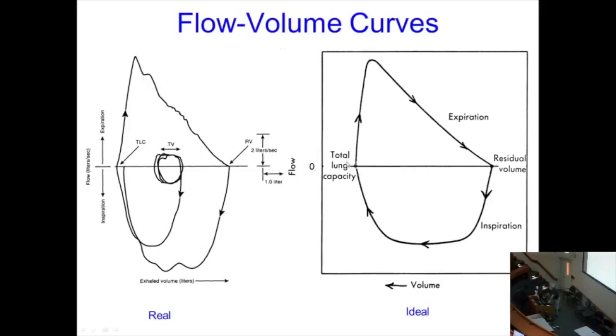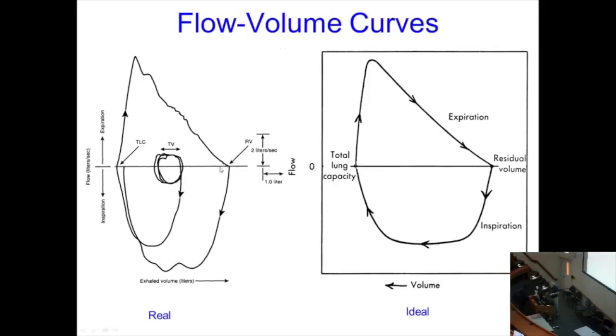And then on the y-axis, we have airflow. So flow out goes up and flow in goes down. Okay, and so the ideal flow volume curve goes up very quickly to a large maximal expiratory flow rate, and then it decreases as we go down towards residual volume. Okay, and then during the inspiratory loop, it has kind of a slightly different shape.